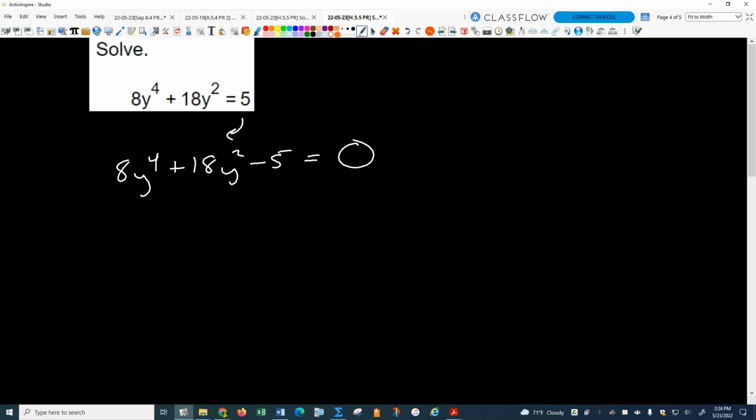Okay, we got a trinomial, right? We got a trinomial equation. It's not quadratic, but for us to proceed with this, we got to be able to make it look quadratic. Can I make that look like my values of a, b, and c are 8, 18, and negative 5 in that trinomial, right? We got to make it look like 8 times something squared plus 18 times something minus 5. What would the something be?